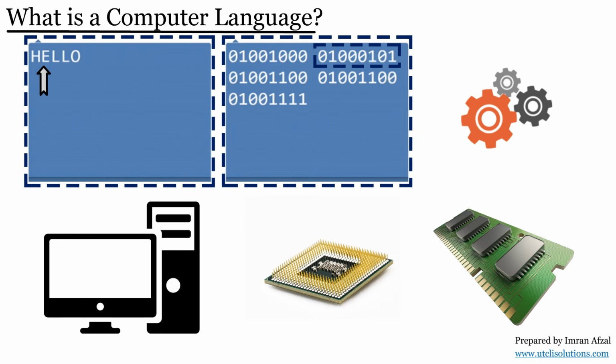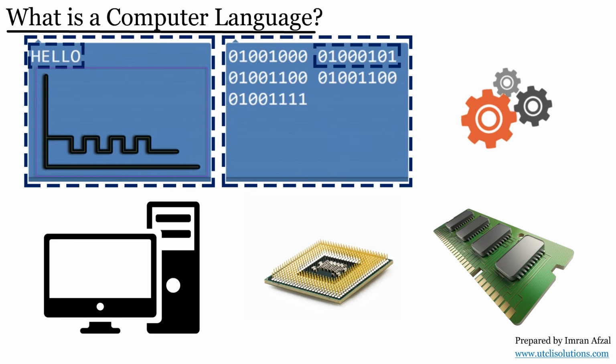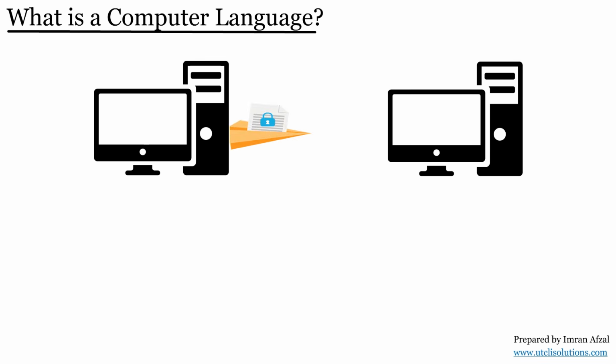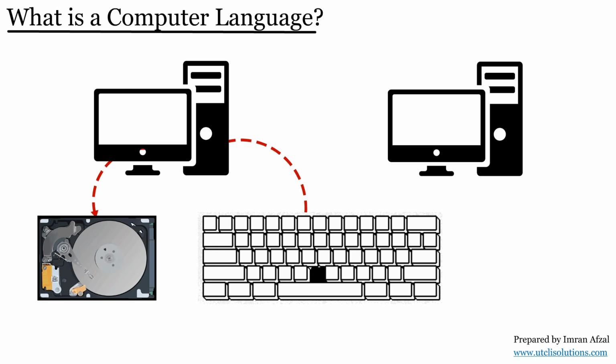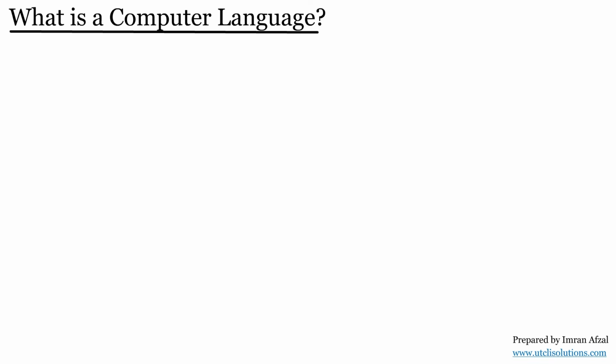And again, the binary is on and off. So when the computer puts all these numbers together, it actually sends these signals as on off, on off, on off, on off, and that's how it actually moves the data from one computer to another or from your keyboard to the hard disk. I hope now you have a better understanding of computer language.